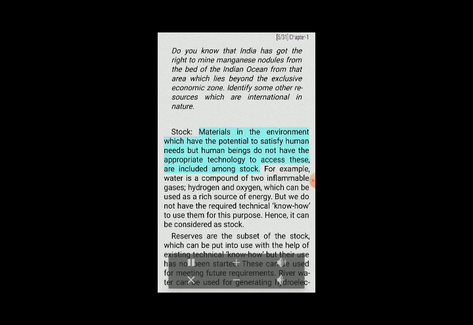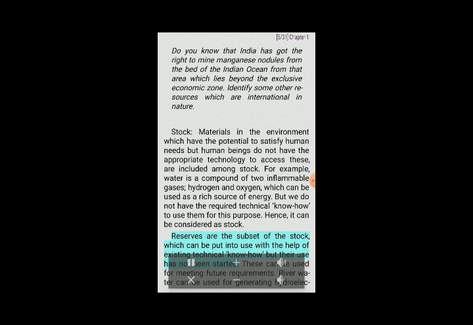Materials in the environment which have the potential to satisfy human needs, but human beings do not have the appropriate technology to access these, are included among stock. For example, water is a compound of two inflammable gases, hydrogen and oxygen, which can be used as a rich source of energy. But we do not have the required technical know-how to use them for this purpose. Hence, it can be considered as stock.